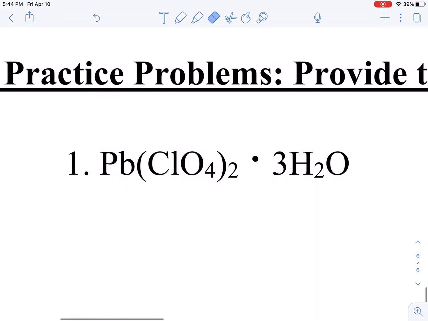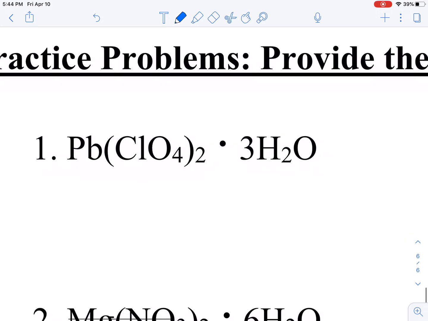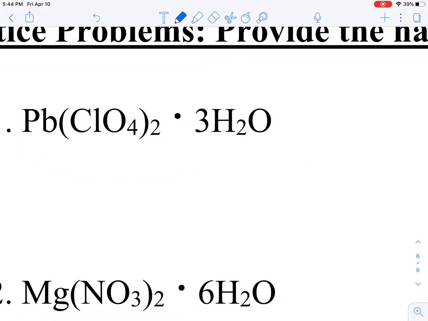We name the anion first. And the anion here is ClO4. So ClO4 is not found on our polyatomic ion list, but it looks a lot like something that is, which is ClO3. So if ClO3 is chlorate, then ClO4 must be perchlorate.